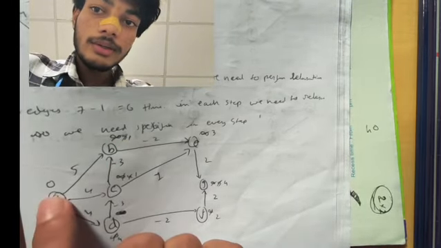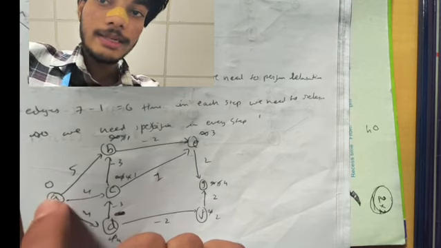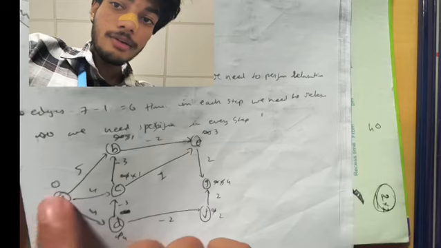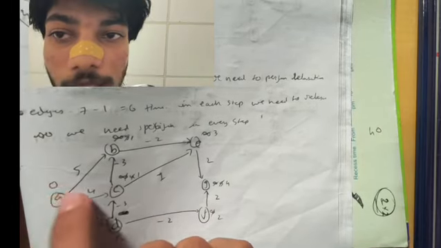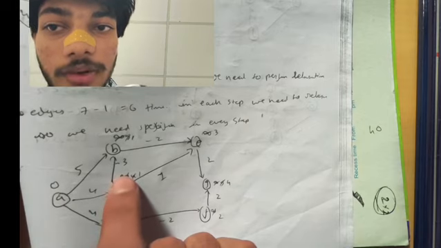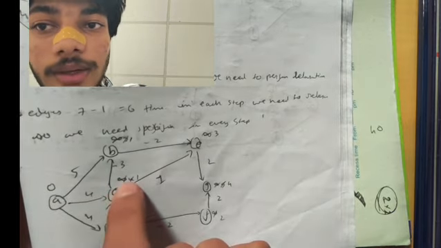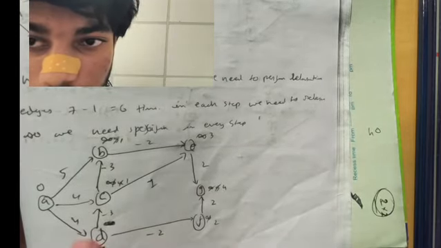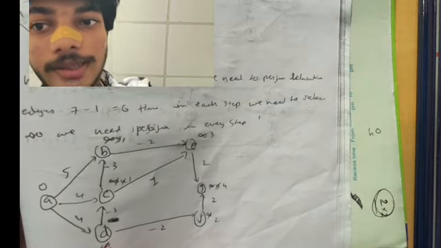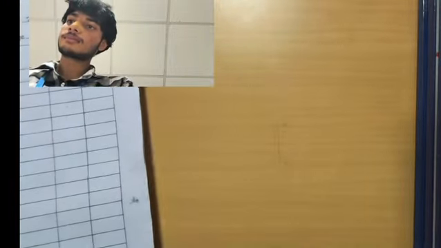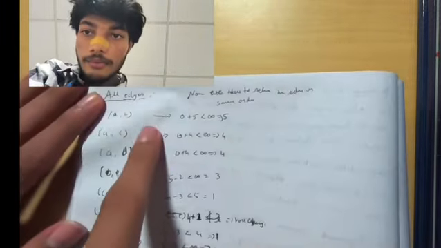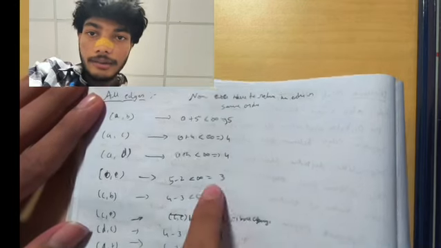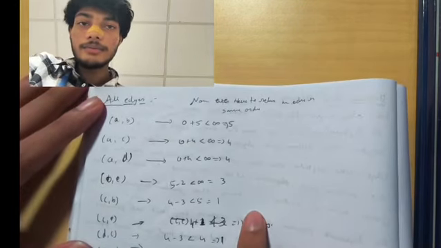Afterwards, we check each edge of A. We check A to B, then A to C, and A to D. 0 plus 4: here it is 0 and infinity. 4 is lesser than infinity, so we take 4. And A to D, 0 plus 4, is less than infinity, so we take 4. Like that we do for every edge in the given graph.